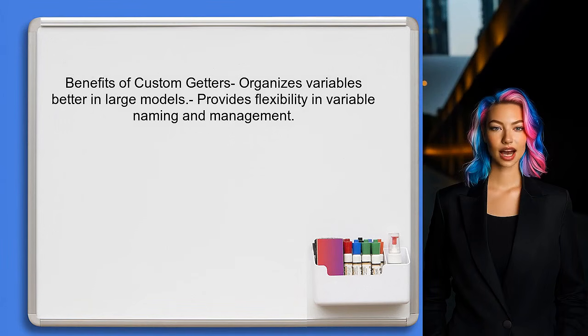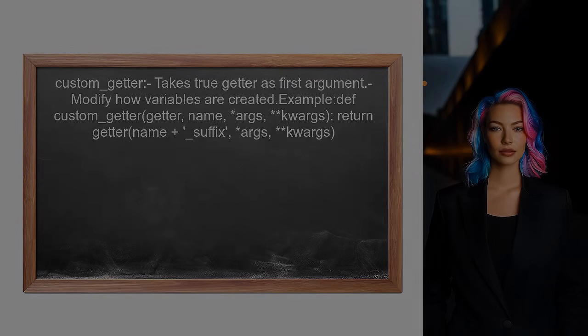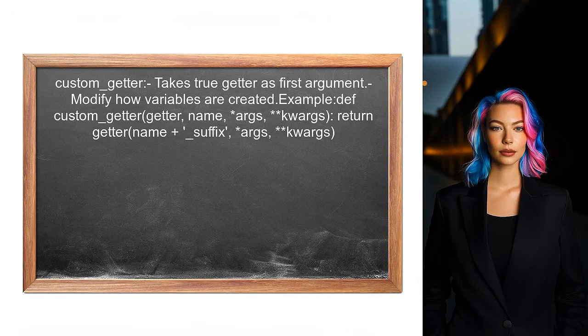Finally, the user should remember that using a custom getter can help in organizing variables better, especially in large models. It allows for flexibility in variable naming and management. To clarify, the custom getter takes the true getter as its first argument. This means you can modify how variables are created. For example, you could add a suffix to variable names. This is a handy trick for organizing your code.